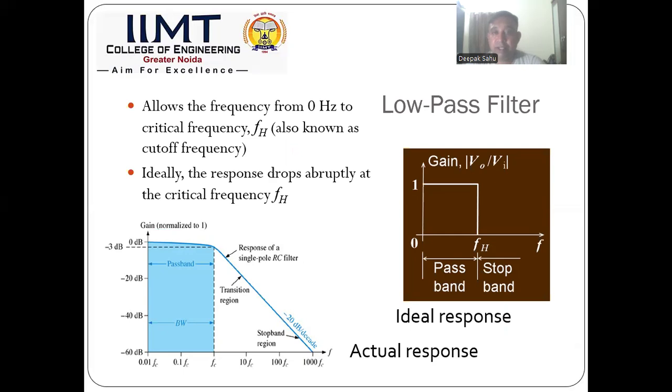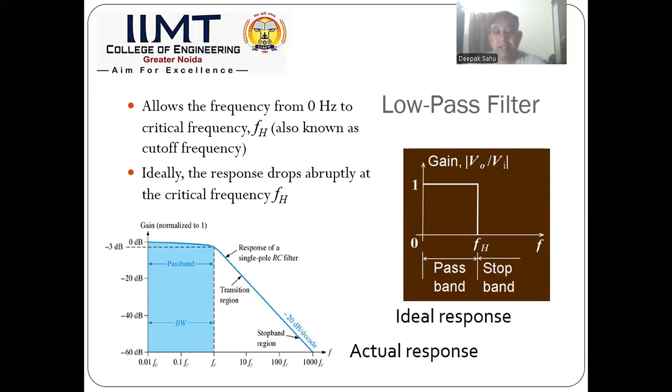Firstly, only two topics will be discussed here: low pass filter and band pass filter. Two curves are shown, gain versus frequency curves. An ideal curve is shown here with a very sharp gain in a passband and an instantaneous decrease in gain after the cutoff frequency.